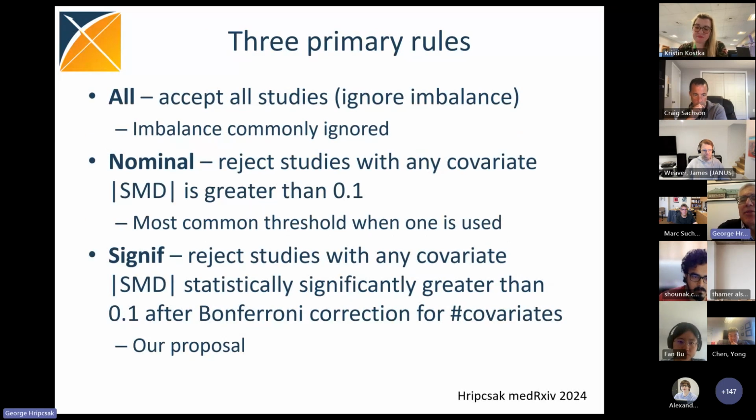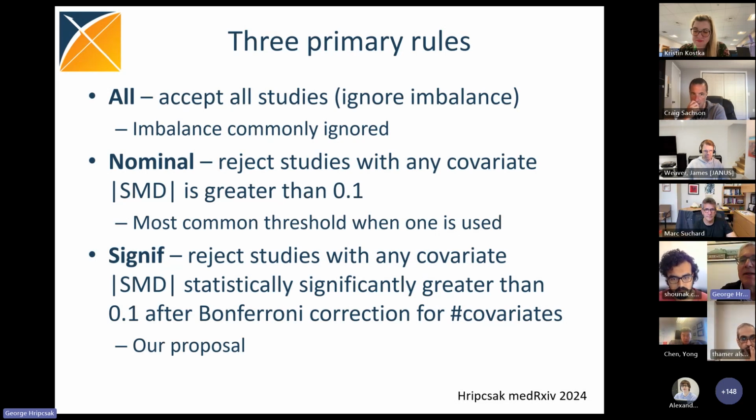So I'm going to compare 3 things in a simulation first and then real world data. What happens if you do nothing, which is frankly what most studies do? I skipped a slide that said most people don't check anything. The second one is called nominal. So all means I'm including all studies. I don't reject anything. Nominal means I check whether you're nominally worse than 0.1. So that's what OHDSI does today. And then signif is where we check for statistically significance worse than 0.1. That's what we're suggesting today.